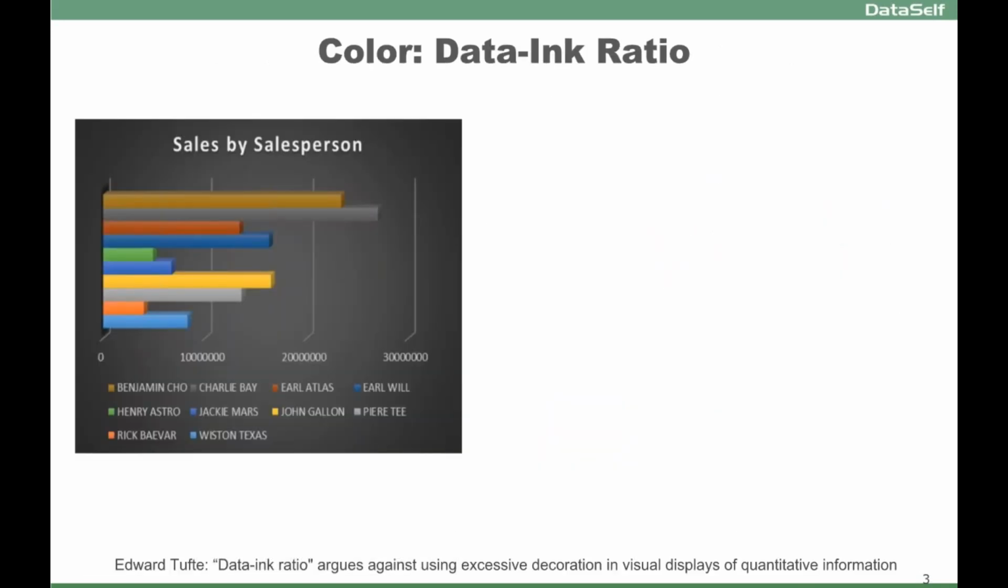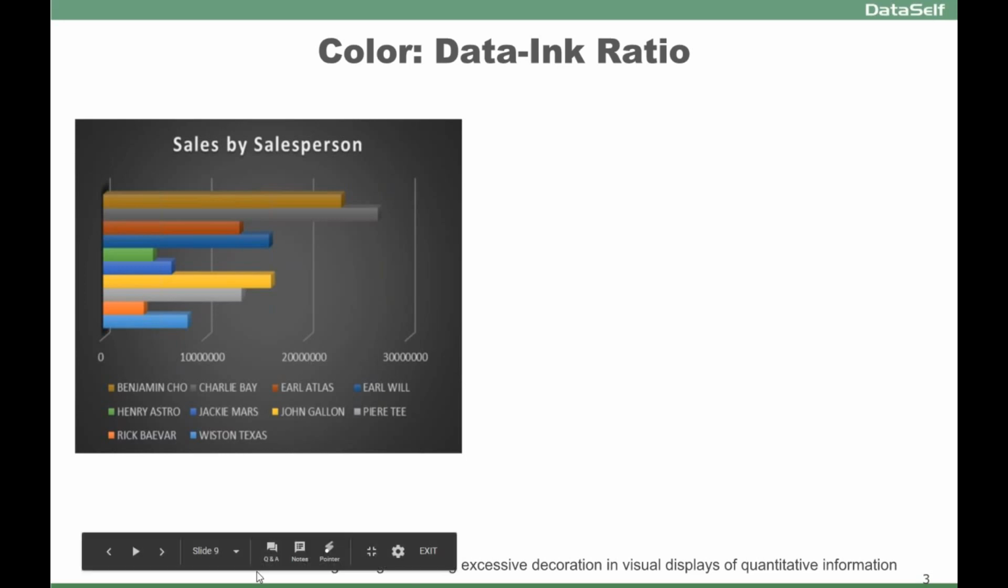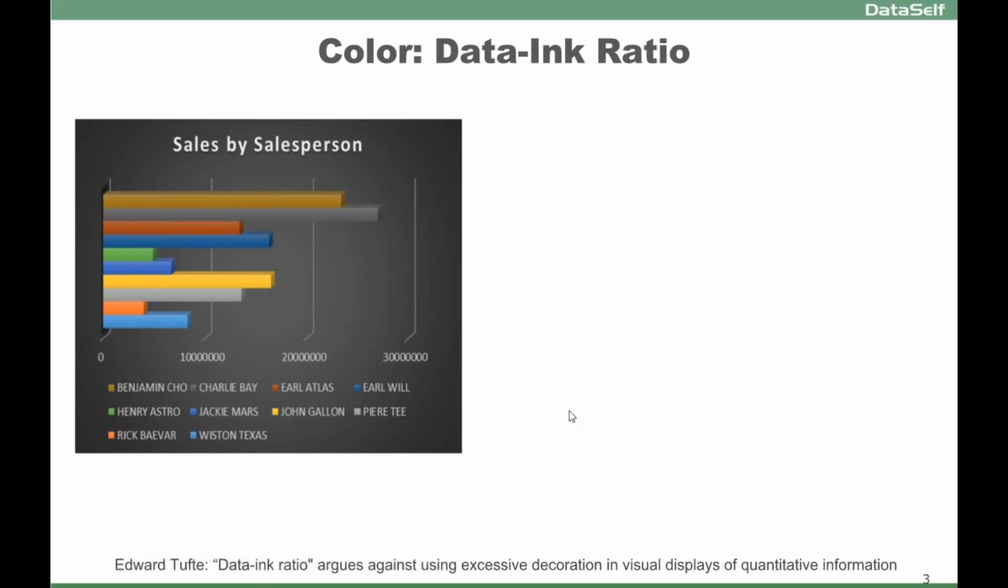Let's talk about color. Color is a big topic. And the first concept that I like to talk about is the data ink ratio. Edward Tufte said that the data ink ratio argues against using excessive decoration in visual displays of quantitative information. The point is, don't put more data than you should to convey the message.